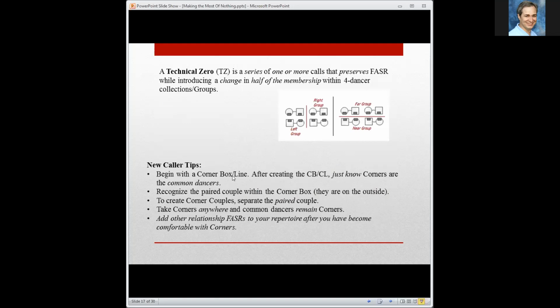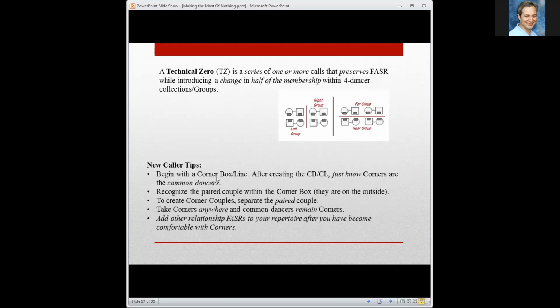So new callers, here's some tips for you. Begin with a corner line or corner box. And after you create that, just know that you have corners. Just know you're working with corners. As long as you keep those four people together, you know that you're working with corners on that side.